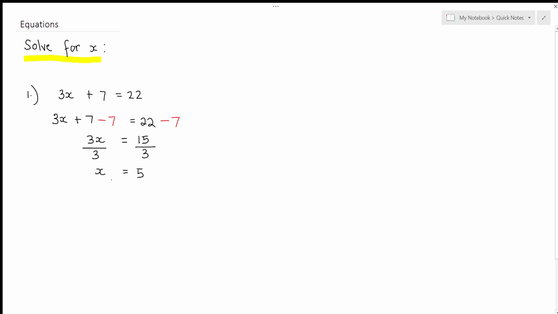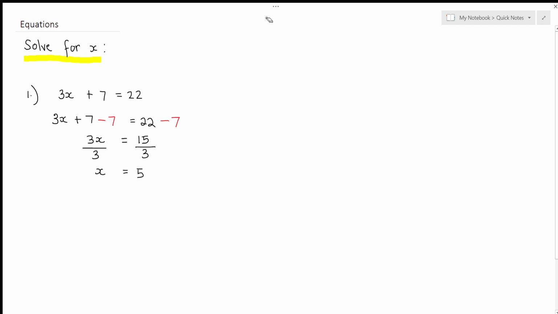Now, if you want to check if your answer is correct, you can go back to the beginning and say, okay, at the beginning I had 3x plus 7. So that would be 3. Now what is my x? My x is 5. I've worked it out to be 5. So 3 times 5 plus 7. 3 times 5 is 15, and 15 plus 7 would give me 22. So therefore the left-hand side of the equation would equal the right-hand side of the equation. So therefore my answer is correct. But you can just use this to check and see if you get back to the same answer.